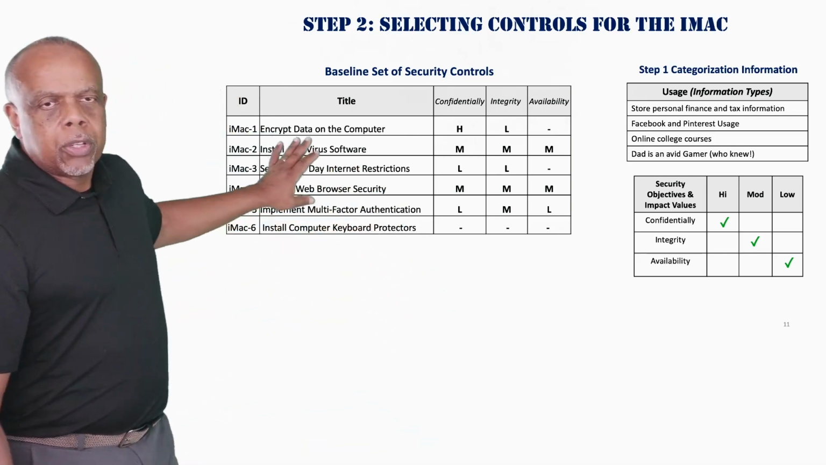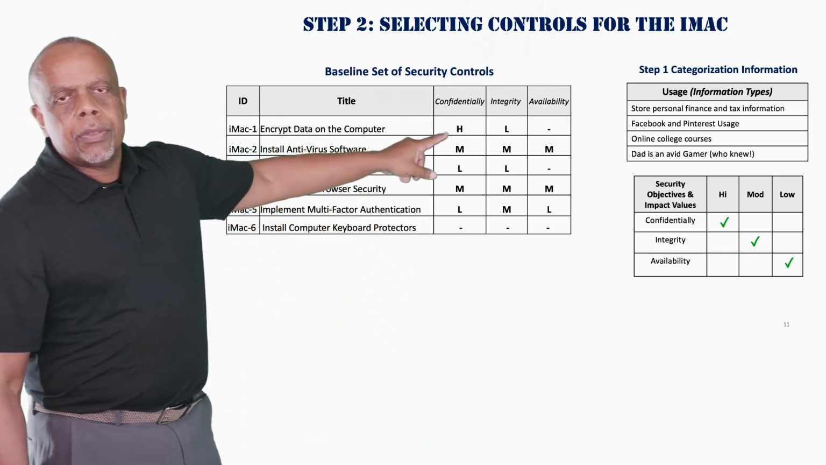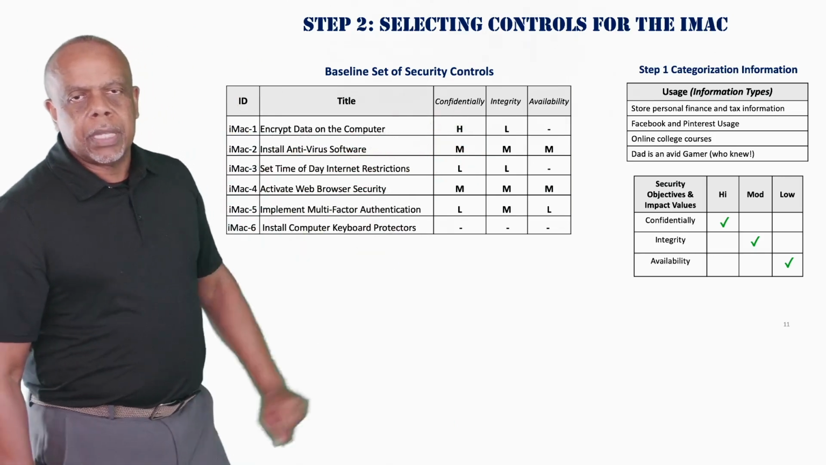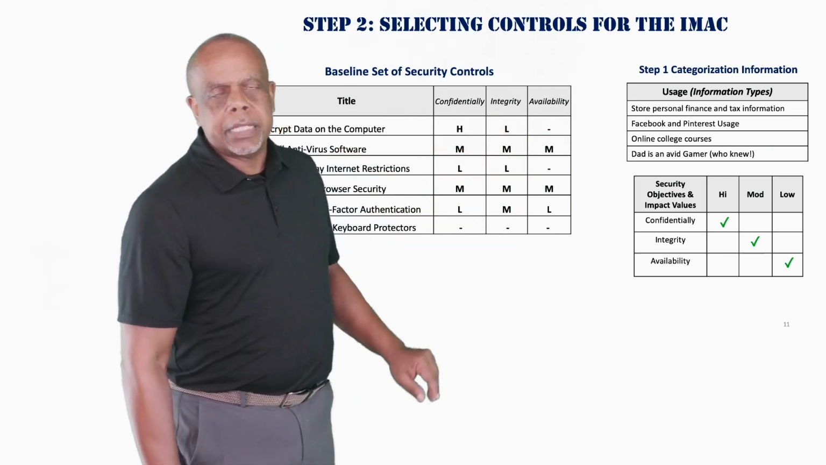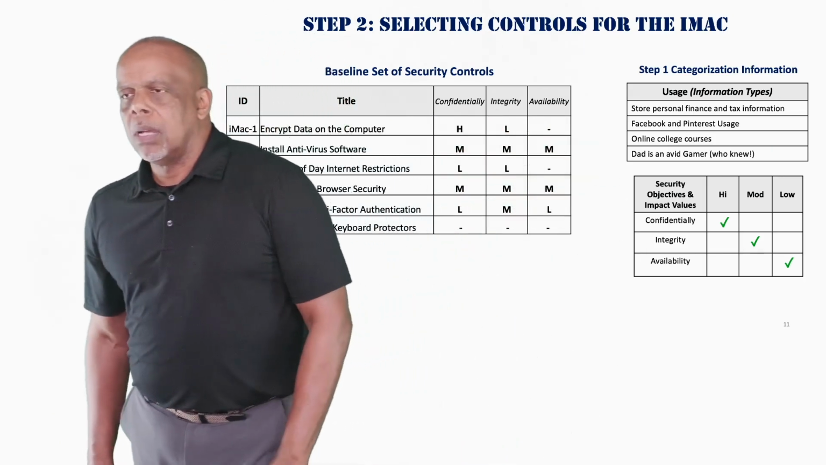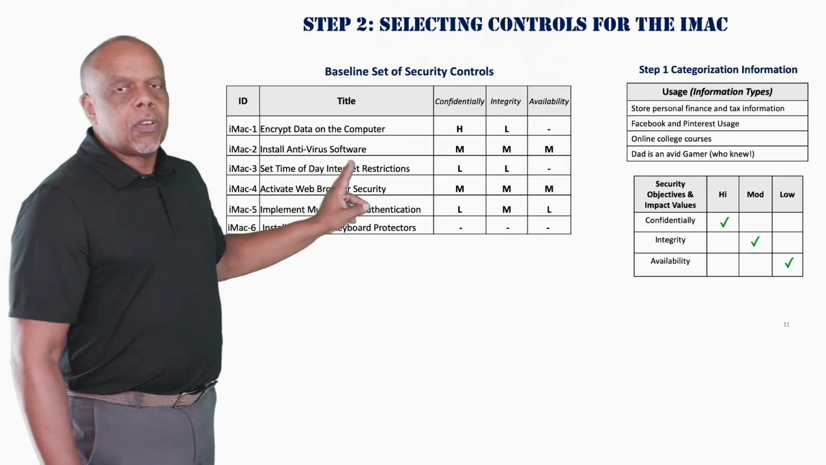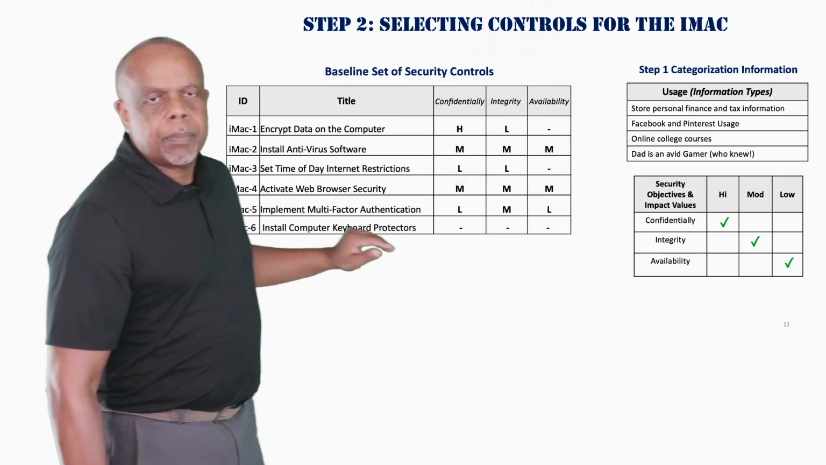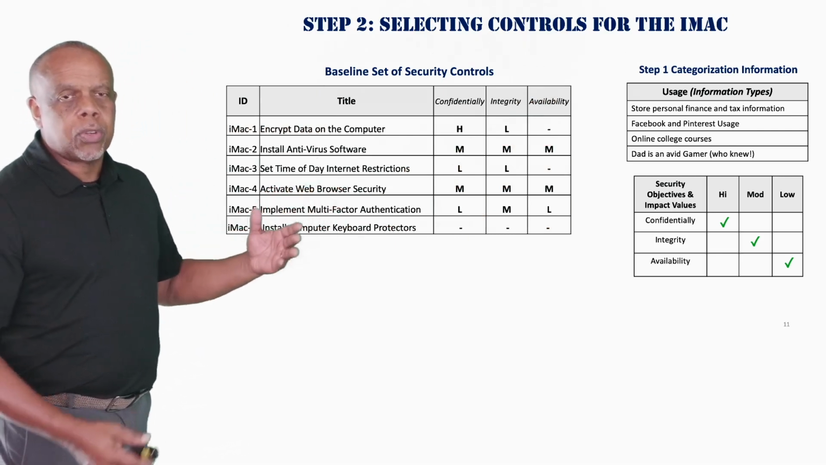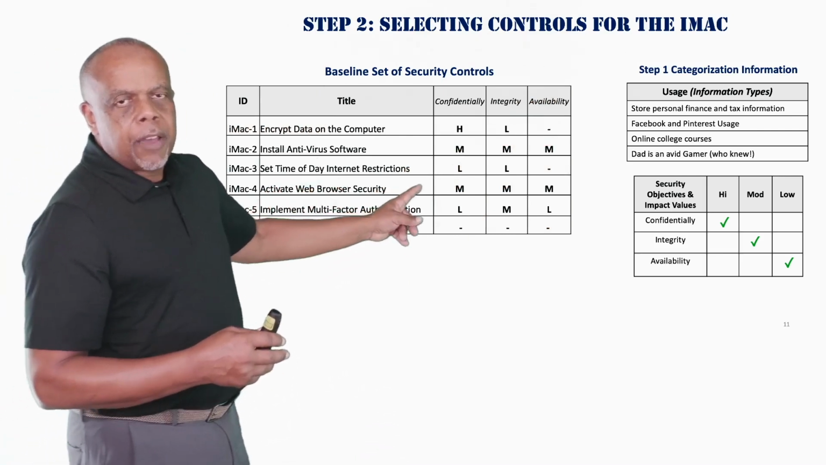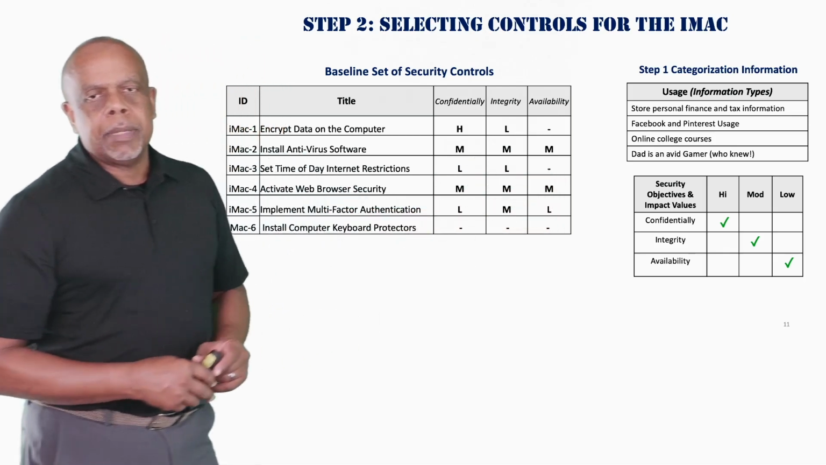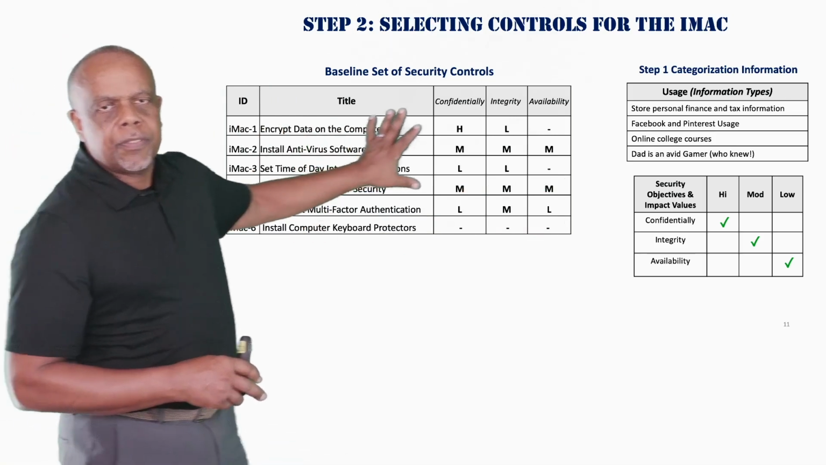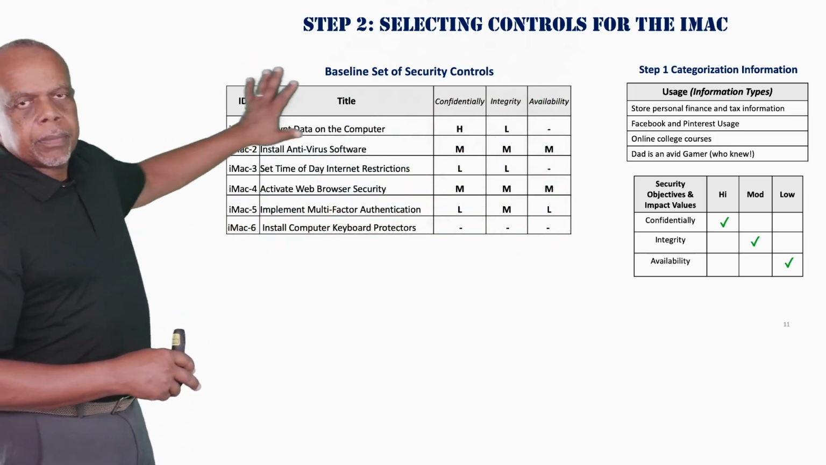For instance, if you encrypt the data on a computer, that is going to have a huge impact on confidentiality, low impact on integrity, and really no impact at all on availability. If I install antivirus software, that's going to have a moderate impact on confidentiality, moderate on integrity, and moderate on availability. Time of day internet restrictions is another control they said can be put in place: confidentiality low, integrity low, availability no impact at all. So you see, this is how we develop our control set.